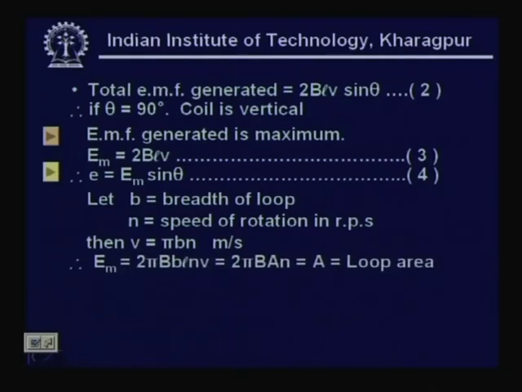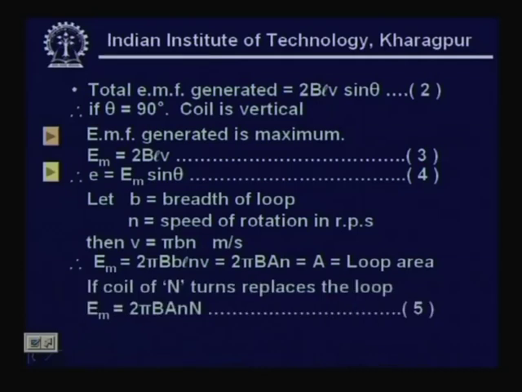Hence, E max becomes 2π B l v, or 2π B A n, where A is the loop area in square units. And remember, if the loop is replaced by a coil of N turns, which is normally the case in a generator, you have Em as 2π B A N n.